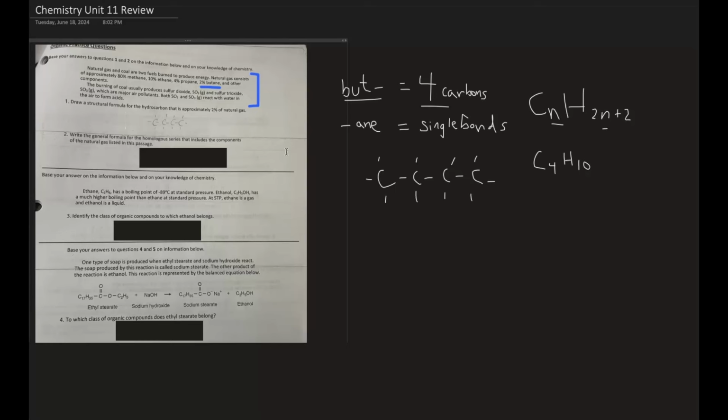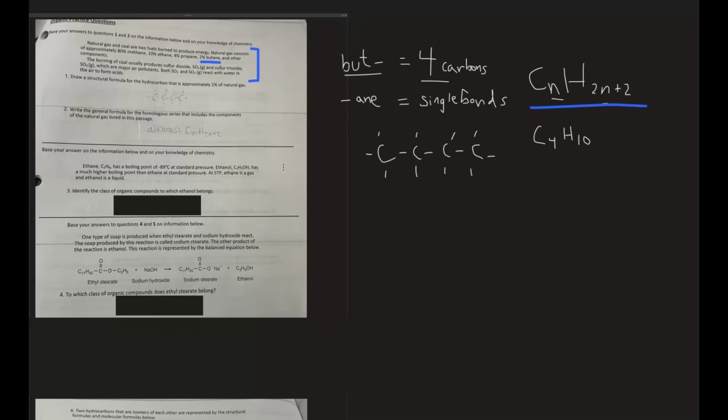Number 2, write the general formula for the homologous series that includes the components of the natural gas listed in this passage. Well, we already did that right here. That is the general formula you can use to help you determine how to draw your structural formulas. And for questions like these, very helpful. So there we have it.